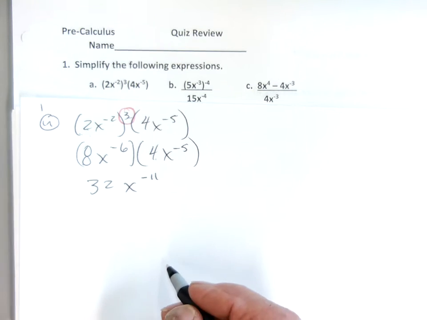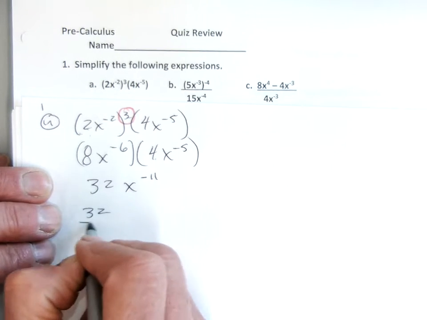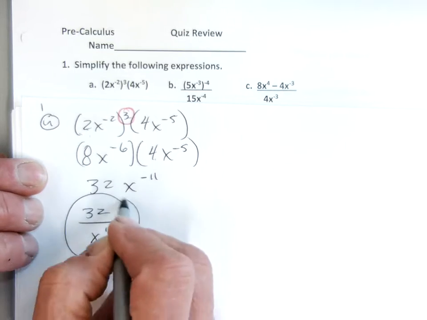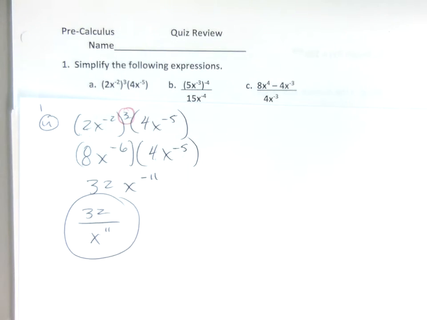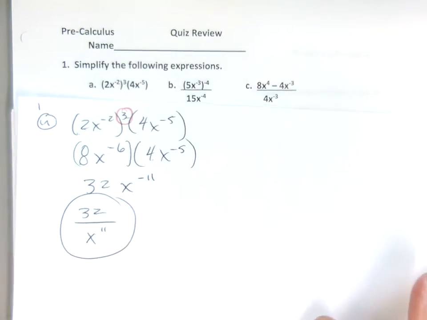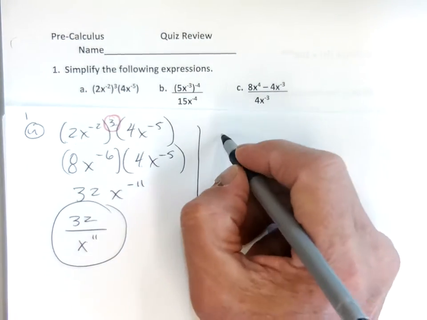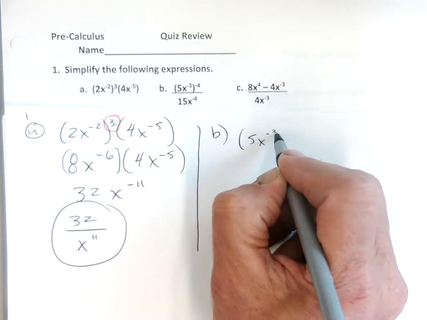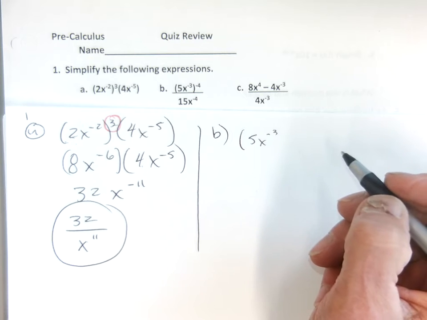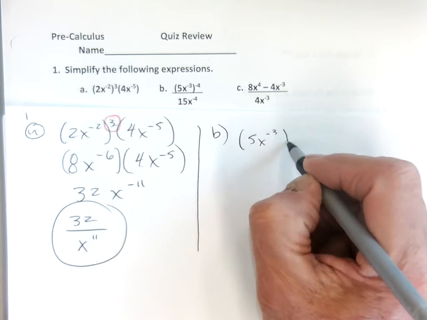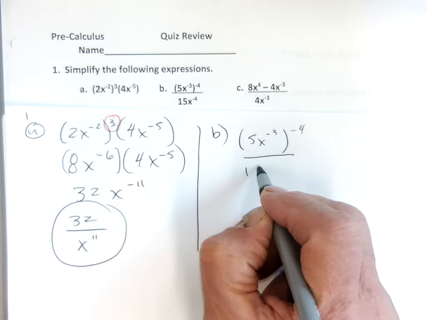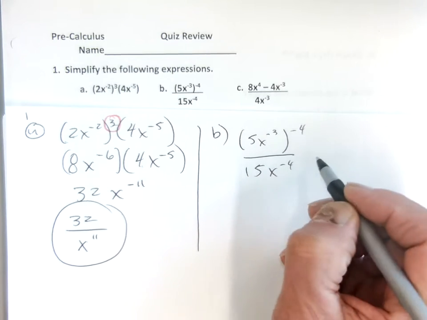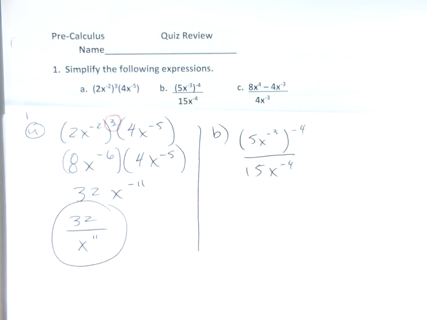As a better answer, I like 32 over x to the positive 11 because I like to keep it as positive exponents, okay, if I can. Okay, now thumbs up, thumbs down. All right. Let's look at B. Am I going too fast? If I get going too fast, will you tell me? All right, you do need to do that.